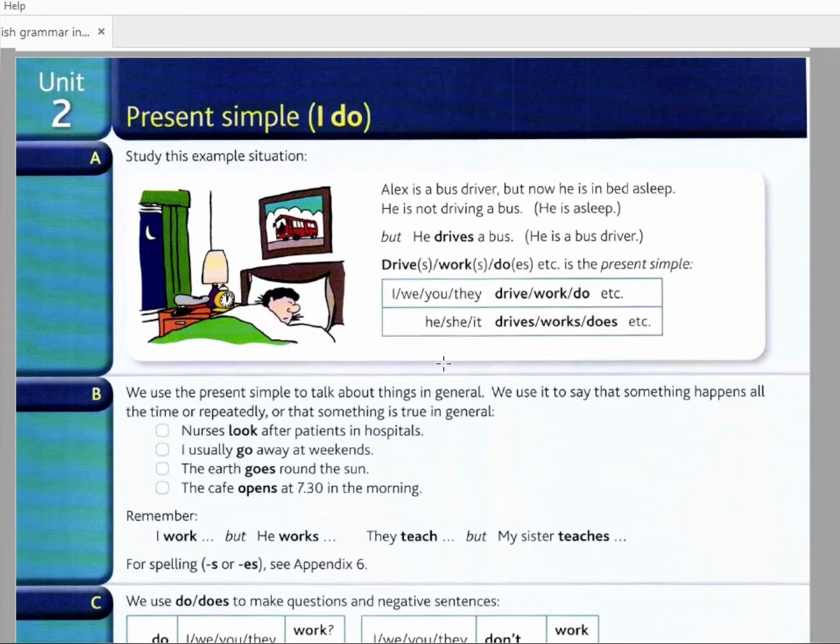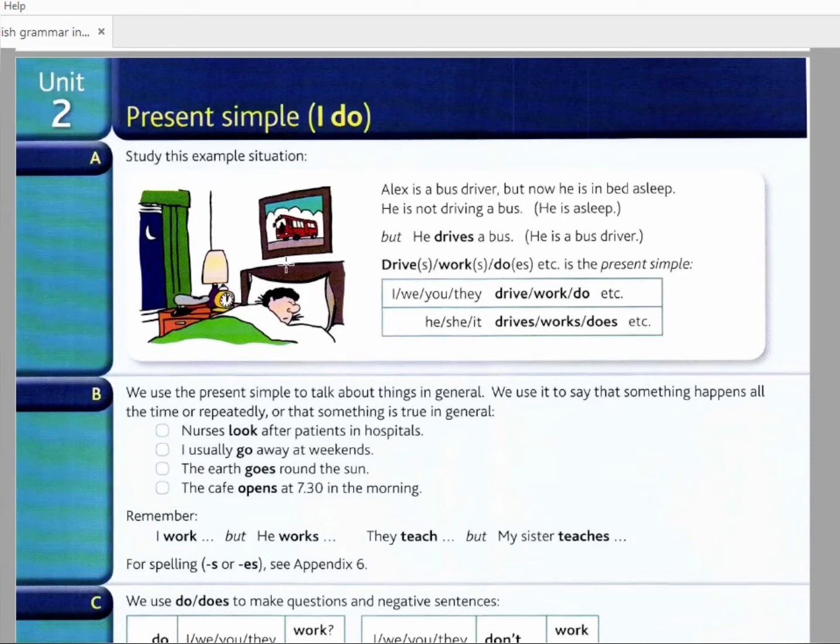And we use present simple to state science facts, and we use present simple for our daily work, for our daily jobs. So this is about using present simple.